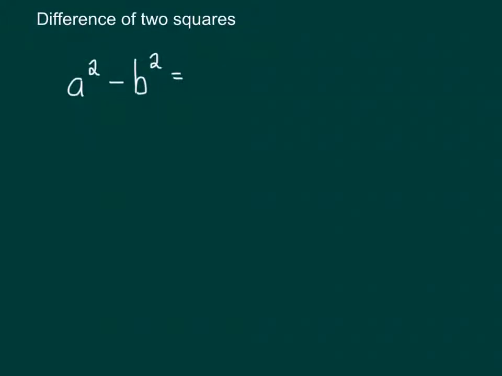The difference of 2 squares is named the difference of 2 squares because you have to have a difference, meaning subtraction, of 2 things that are perfect squares.